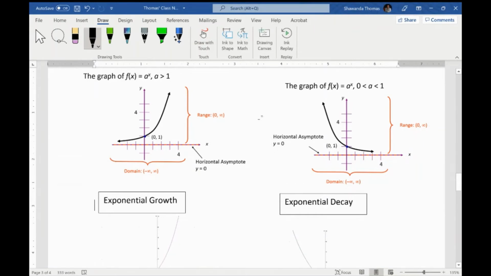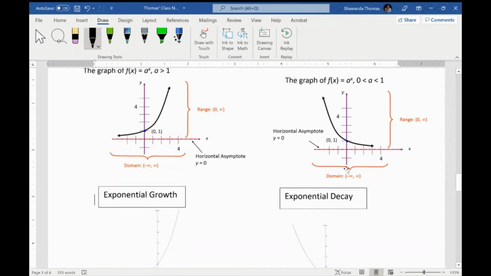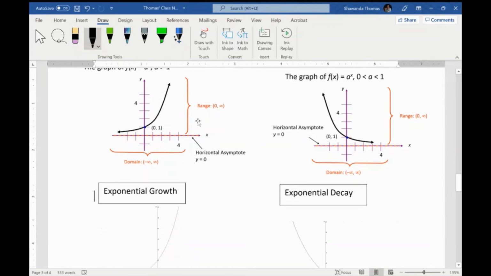All right. Notice the similarities between the two graphs. What are the same if you compare these two graphs? That's why I put them right side by side. They have the same what? Just call it out. Horizontal asymptote. Yep, they have the same horizontal asymptote, y equals 0. What else? The same domain and range. Same domain and range. One more thing.